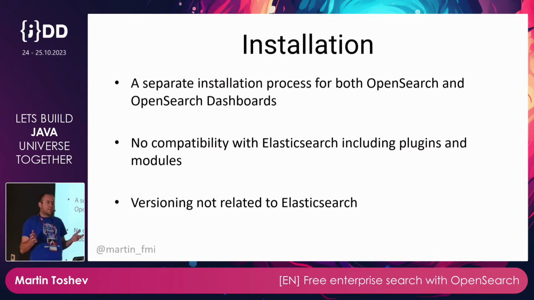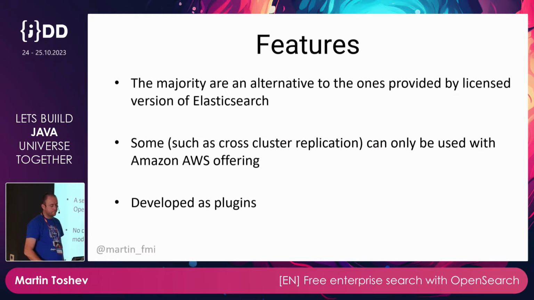It provides a separate installation process. So in a way, if you already have Elasticsearch in place and you want to use some of the capabilities of OpenSearch, let's say certain plugins, you just need to move to OpenSearch entirely. So you can think of OpenSearch as a completely different product. There is no compatibility with Elasticsearch, including plugins and modules, and versioning is not related to Elasticsearch. It evolves pretty much as a different product.